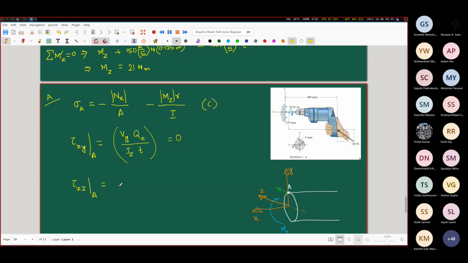torsion. What is that? That is TR by J. And this is along the z direction, so we are good. We don't have to do any positive or negative. This is very much positive. Okay, if you want, you can write this as positive. If you want, you can write this also. Okay, and you just put the values. J you have calculated, R you know, Tx you have already calculated. So this is it. Okay, for the point A, nothing else.